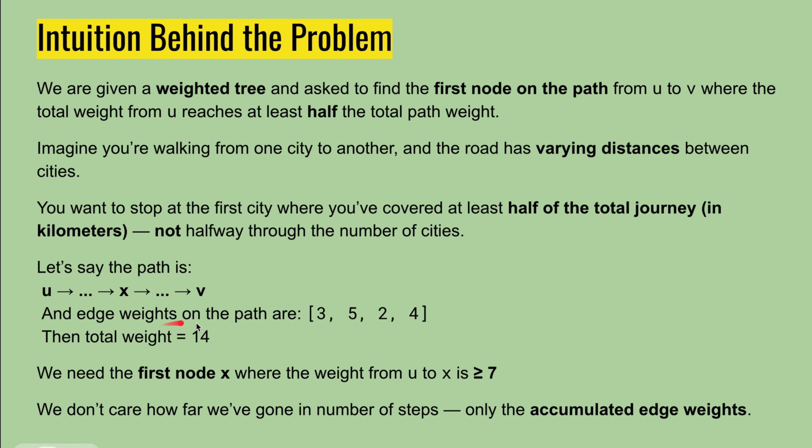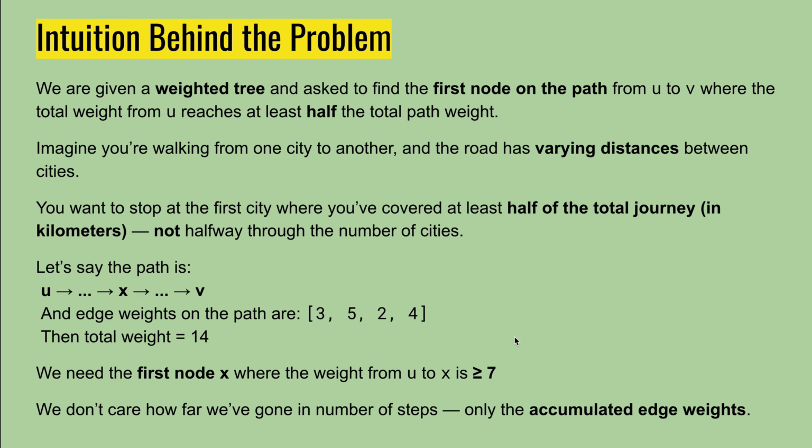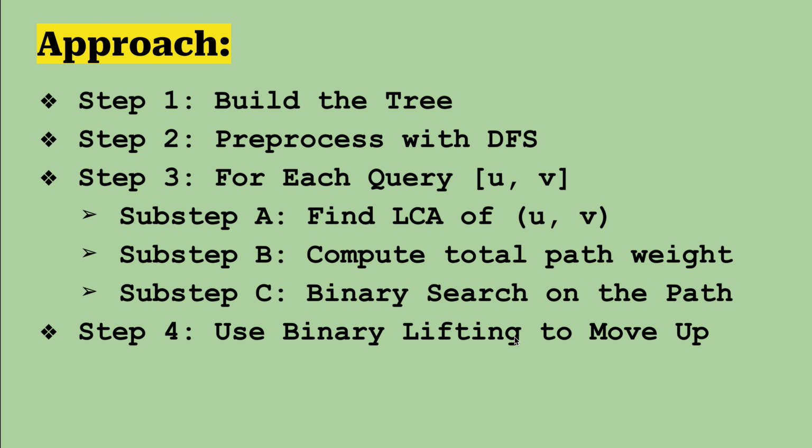So the edge weights on the path are, let's suppose, 3, 5, 2 and 4. If you calculate all these path weights, 3 plus 5 is 8, plus 2 is 10, and plus 4 is 14. So the total weight will become 14. We need the first node x where the weight from u to x is greater than or equal to 7. We don't care how far we have gone in the number of steps, only the accumulated edge weight that we will consider.